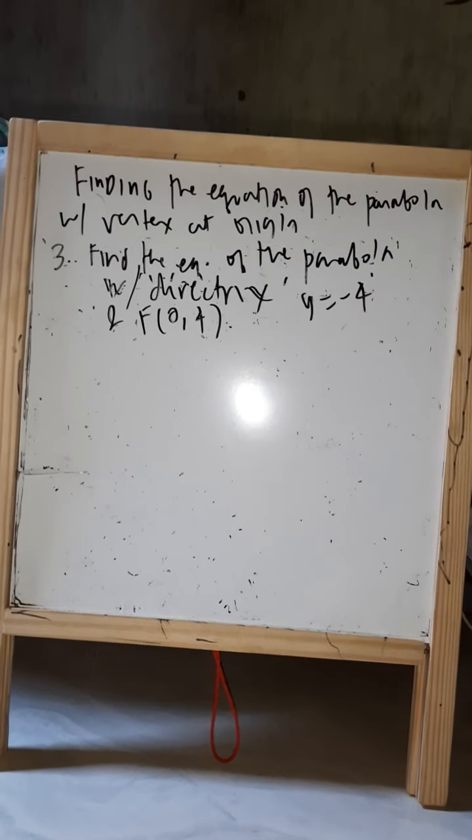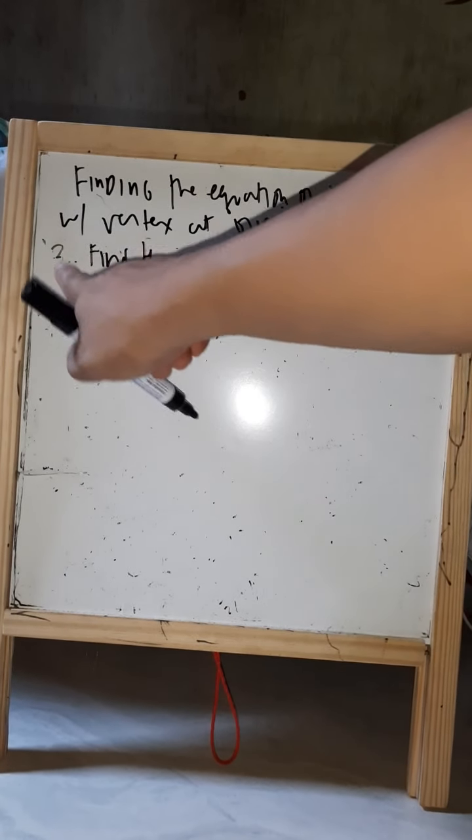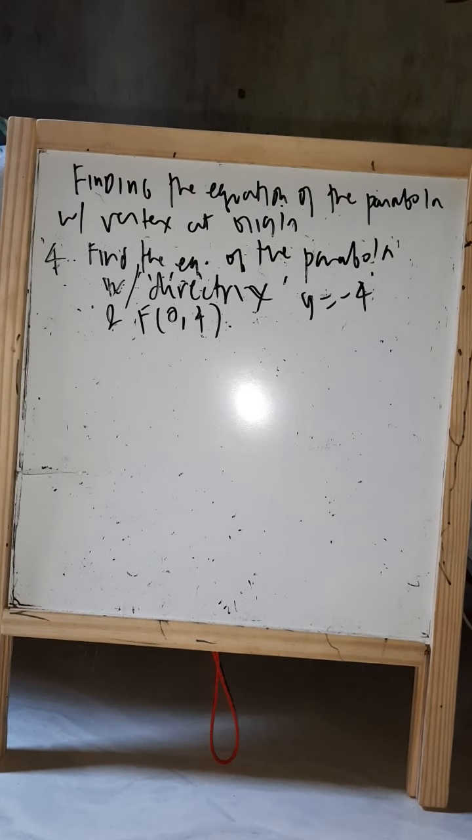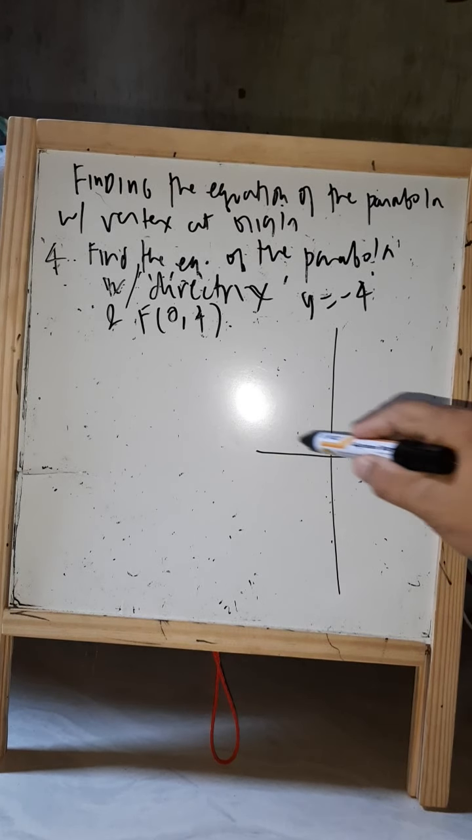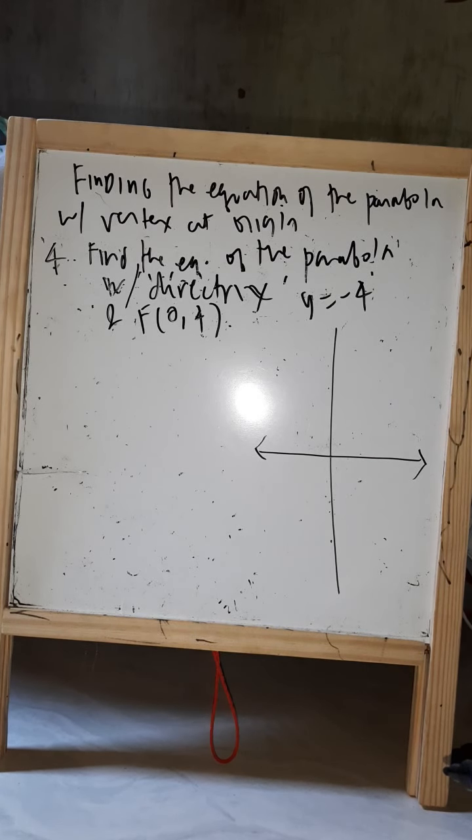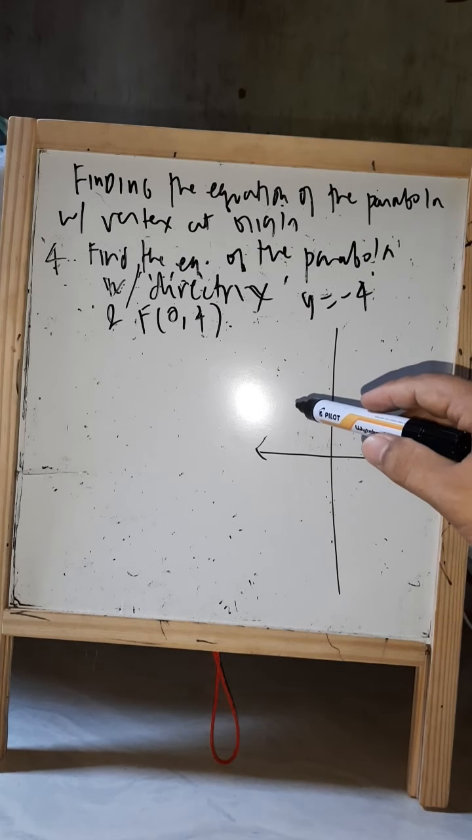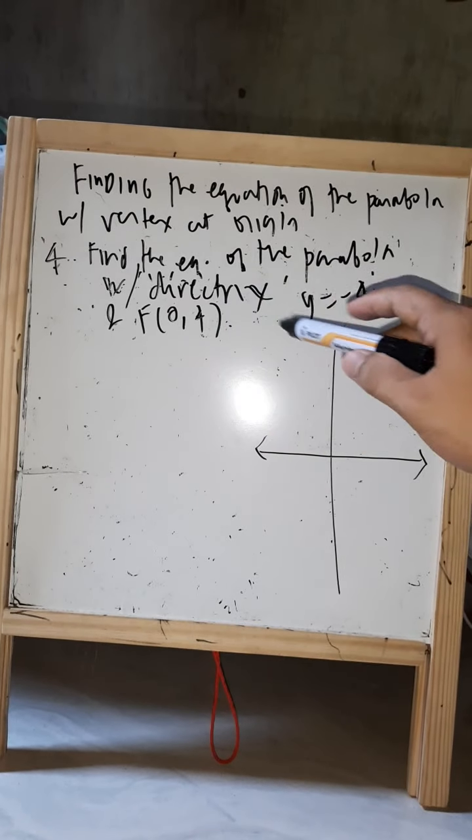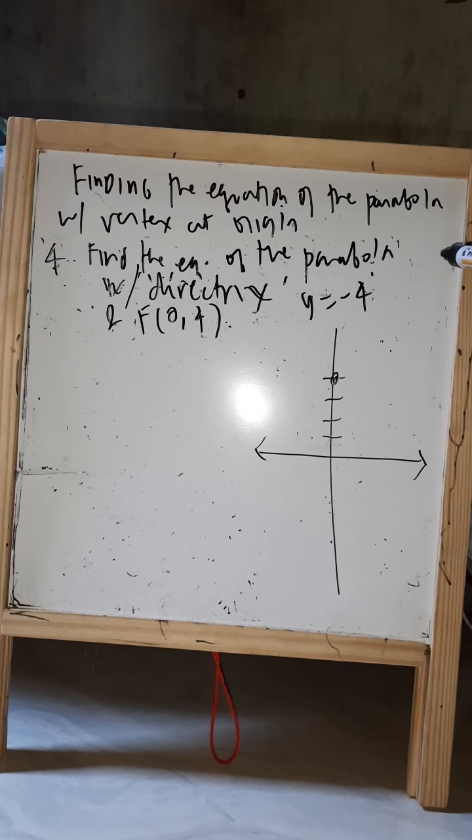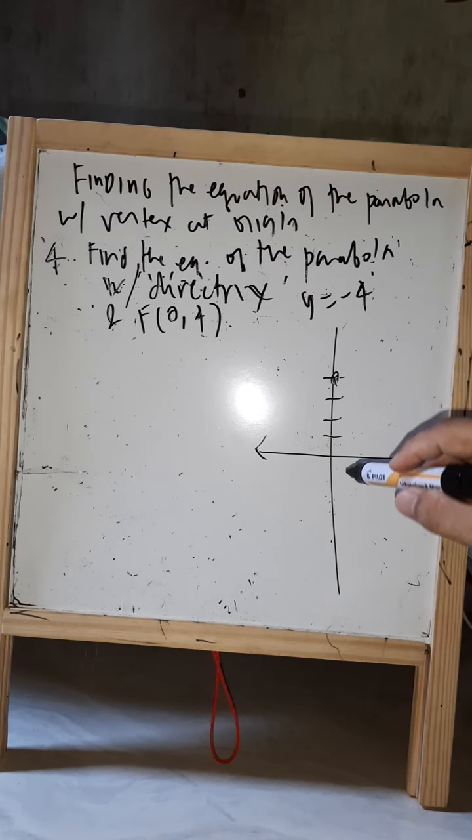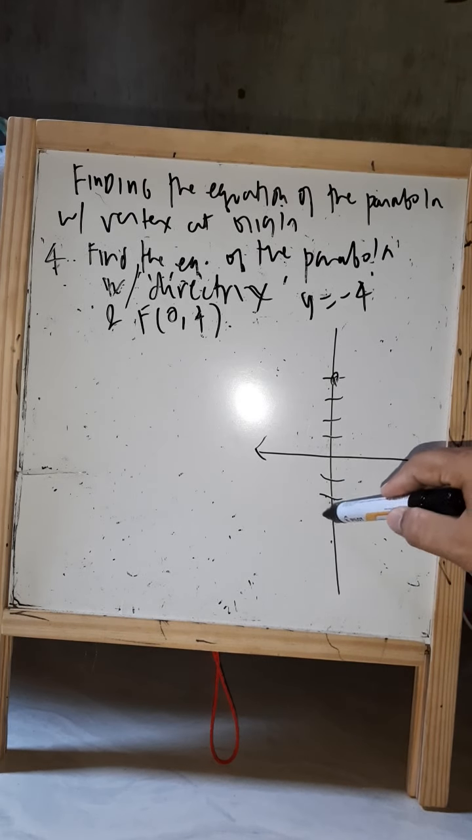Next problem, number 4. Find the equation of the parabola with directrix y equals negative 4 and the focus at (0, 4). To have an idea for this parabola, let us first sketch the available terms, which are the focus and the directrix. The focus is at (0, 4), while the directrix is the line y equals negative 4 here.